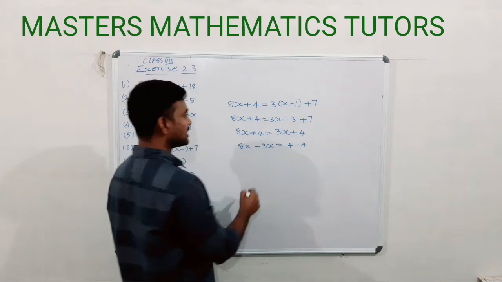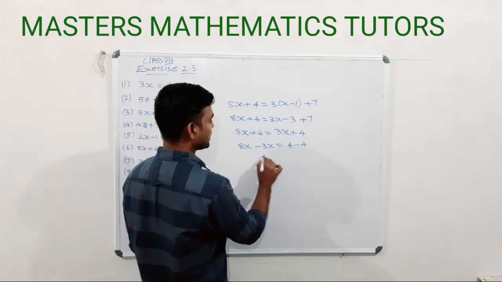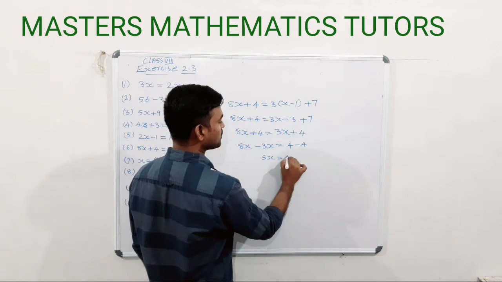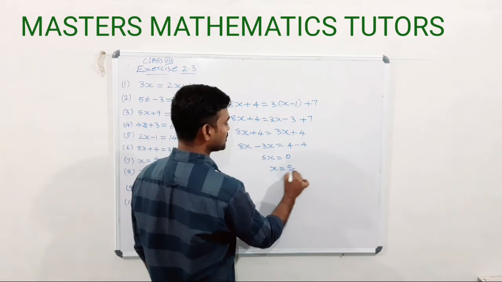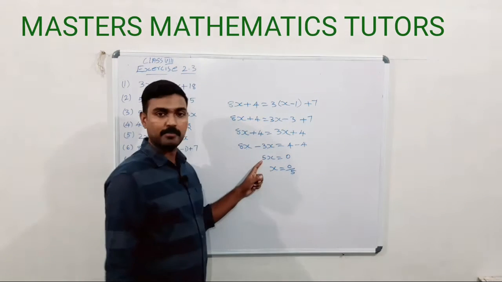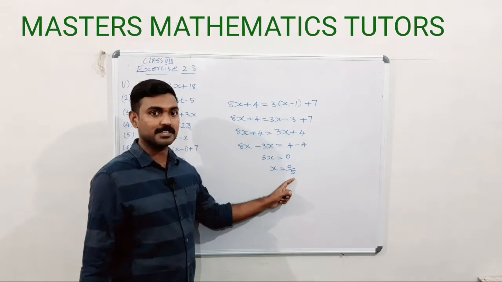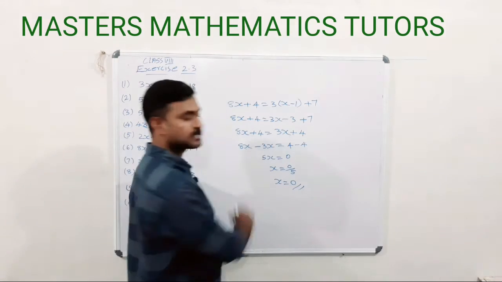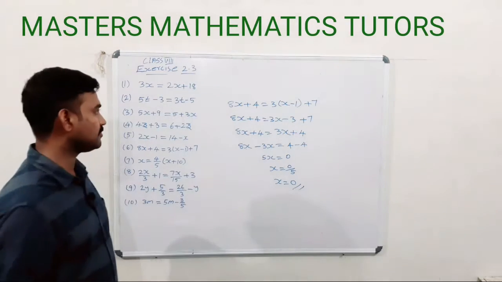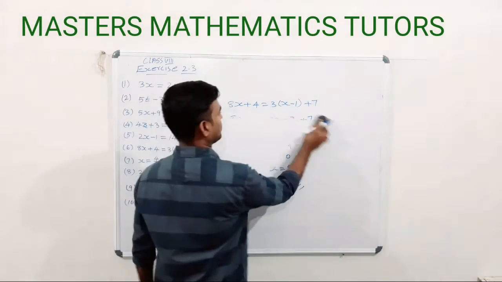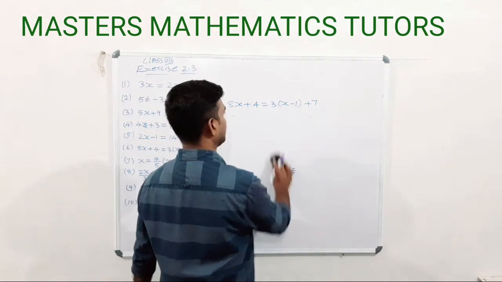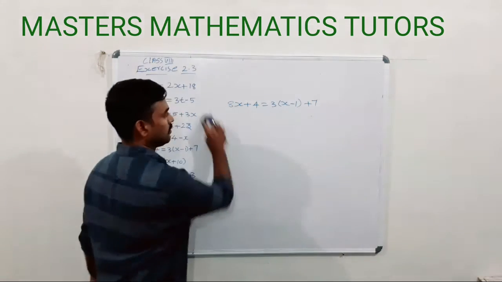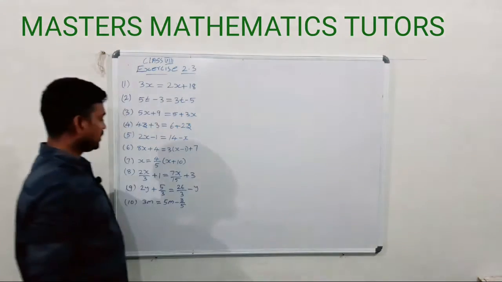So we got the answer 8x minus 3x is equal to 5x. 4 minus 4 is equal to 0. So x is equal to 0 by 4. Because here 5 multiplying. If it is transposed to the division. So we get the answer x is equal to 0. Okay. Now next question.